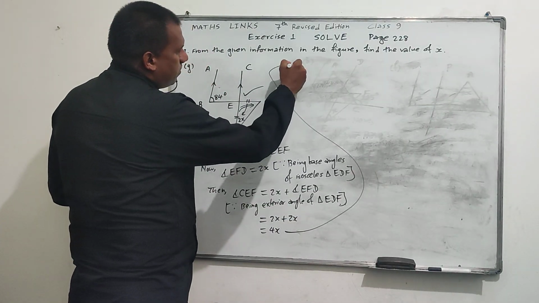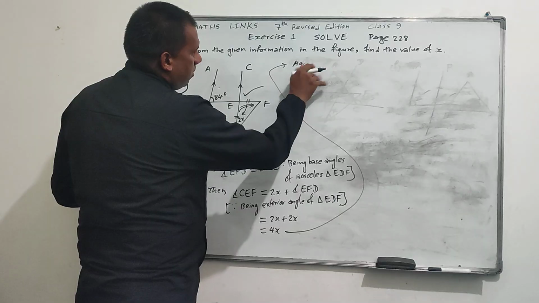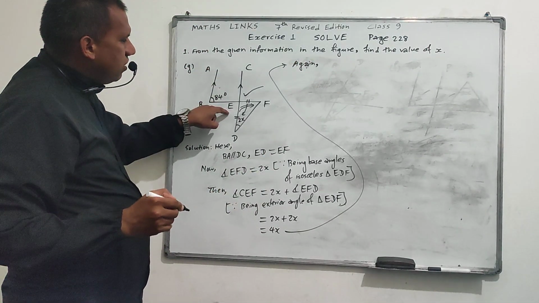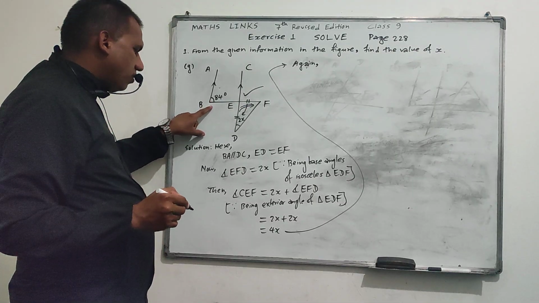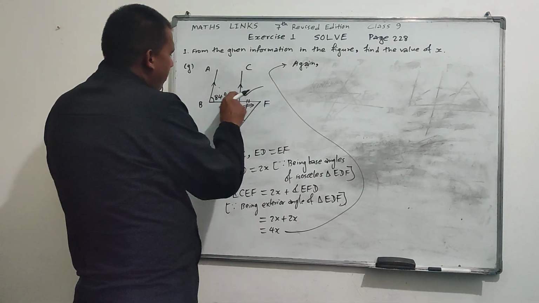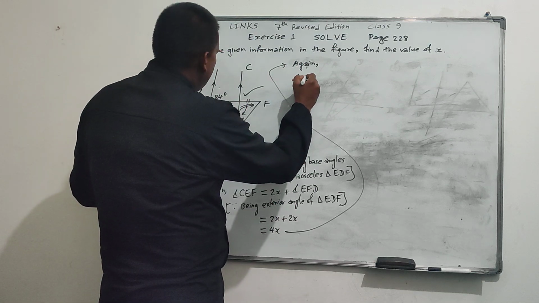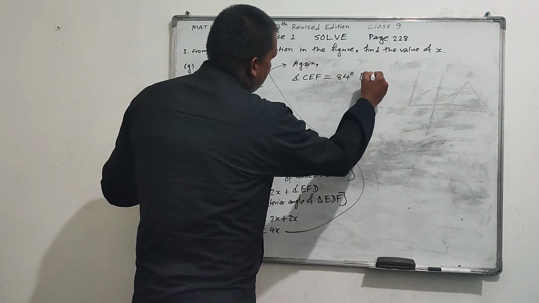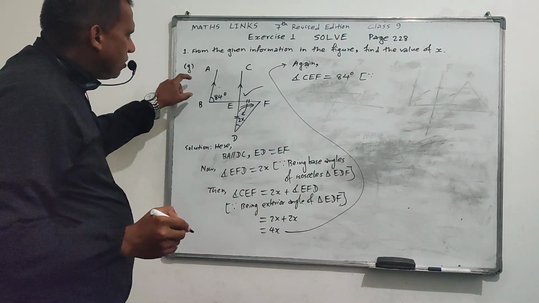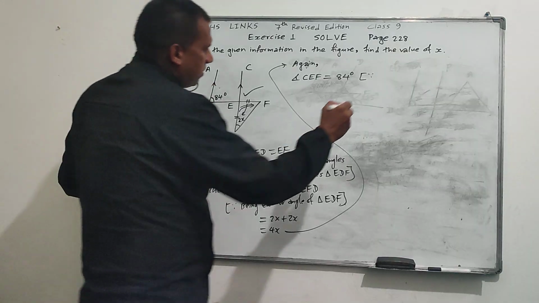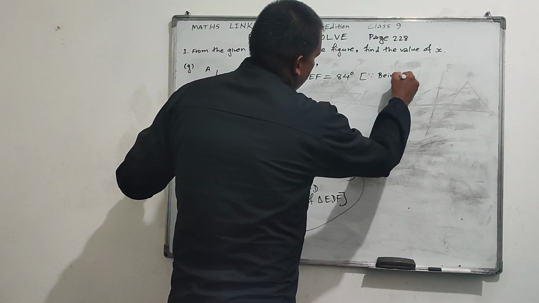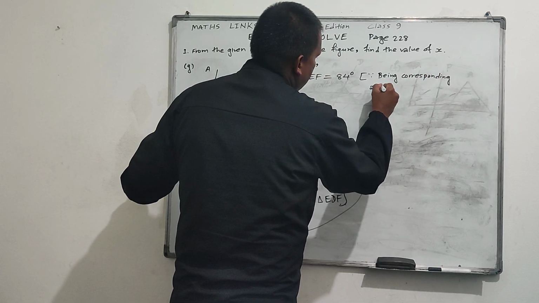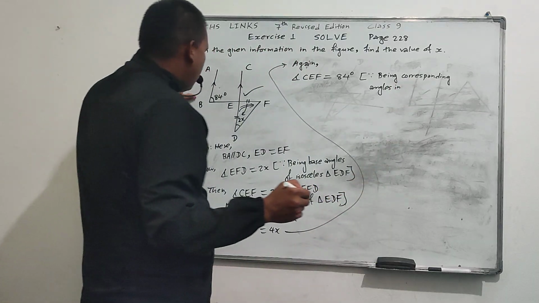Again, you have to find the value of x. So again, angle CEF equals 84 degrees. Angle CEF and 84 are corresponding angles. Angle CEF equals 84 degrees because of being corresponding angles in BA parallel to DC.